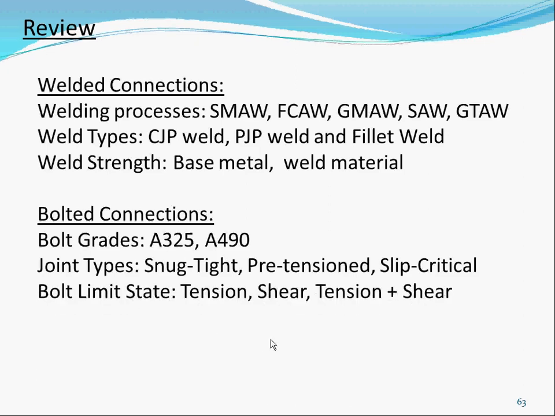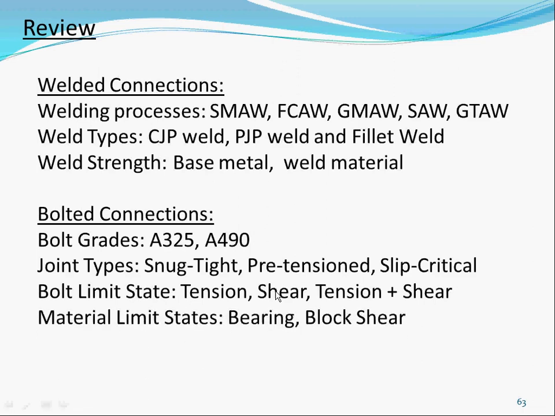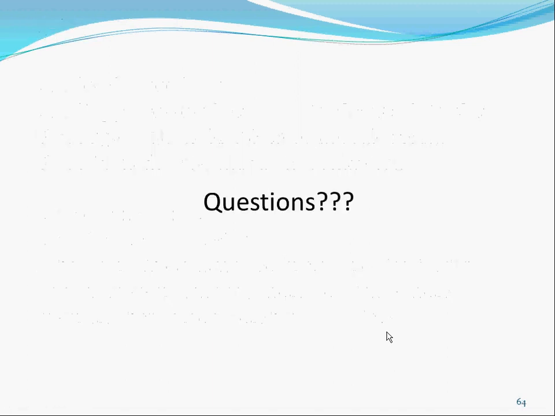Bolt limit states, you have tension, shear, or tension plus shear. And then for material limit states, you have bearing and block shear that we talked about. So we have essentially these 2 limit states.